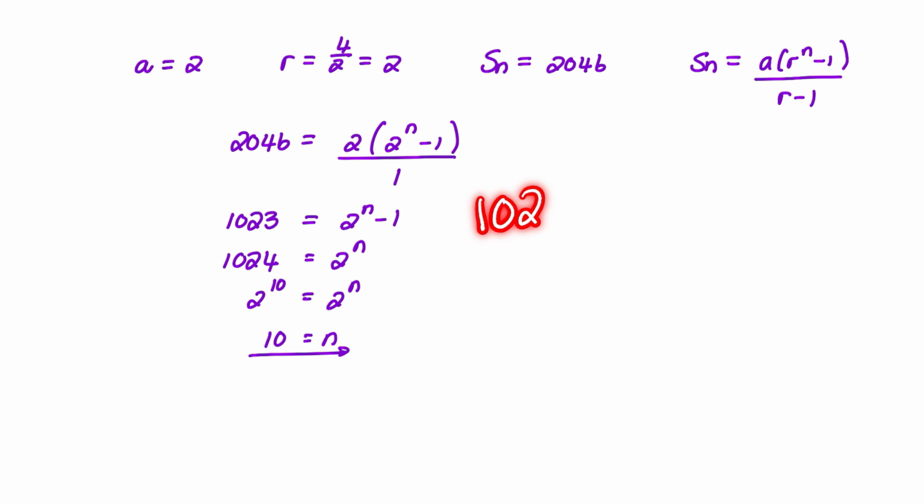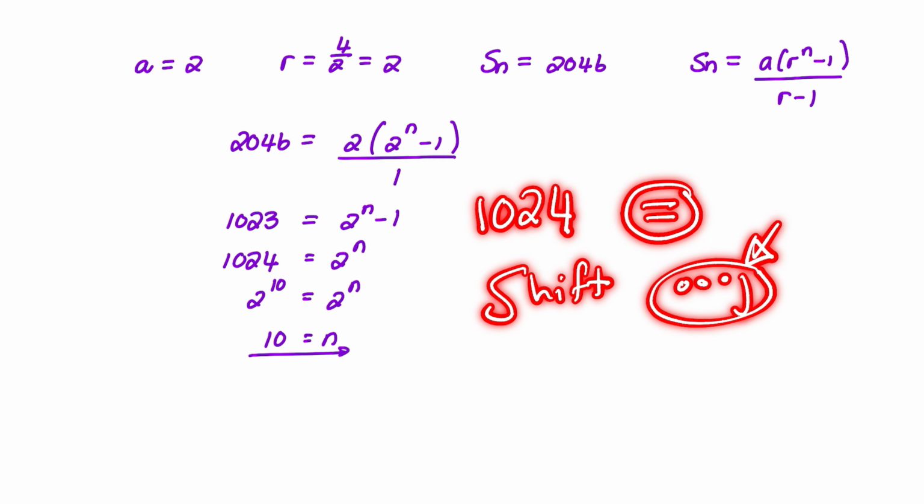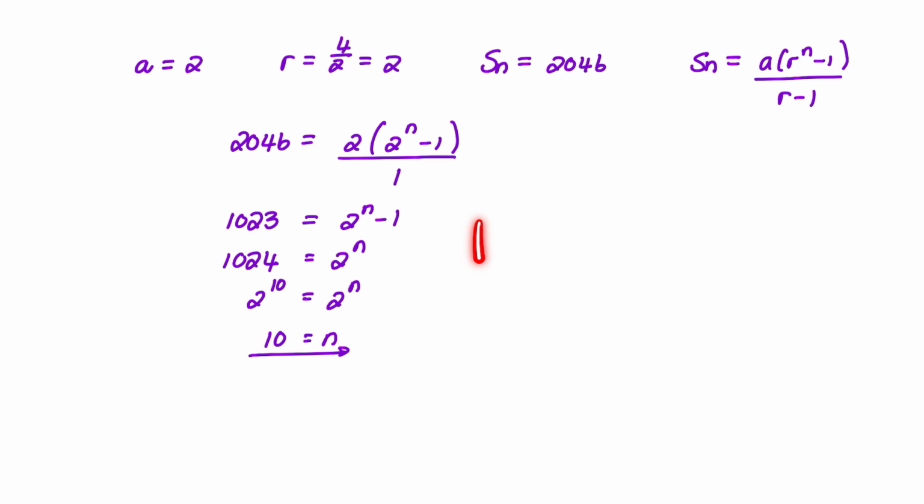Now, if you don't know how to do that, you take 1024 in your calculator, then you press equals, then shift, and then you're looking for the fact button. So the fact button is the times button, but it says fact above that button. Once you do that, it will convert 1024 to 2 to the power of 10. And now on the left and the right-hand side, we have the same bases. So when the bases are the same, we can see that n is equal to 10.